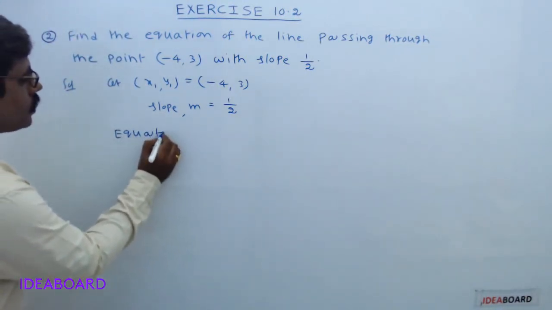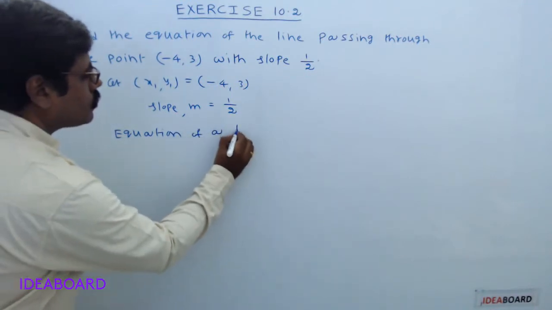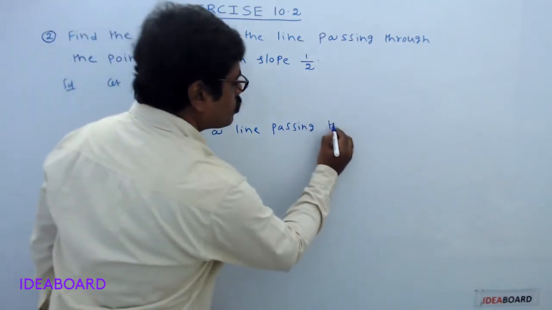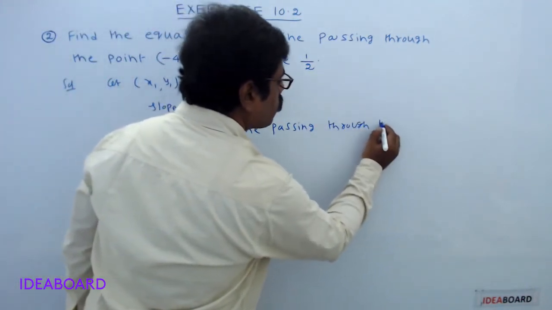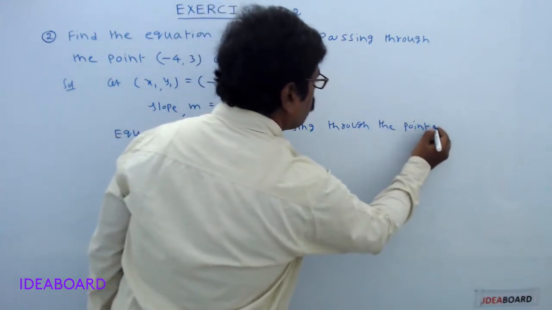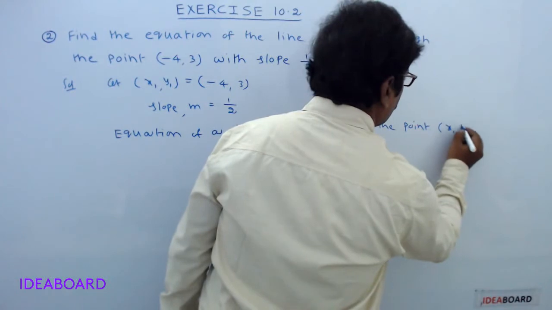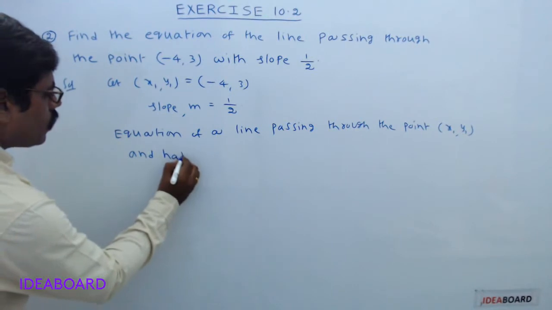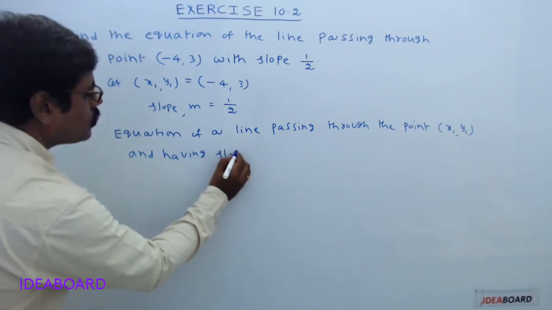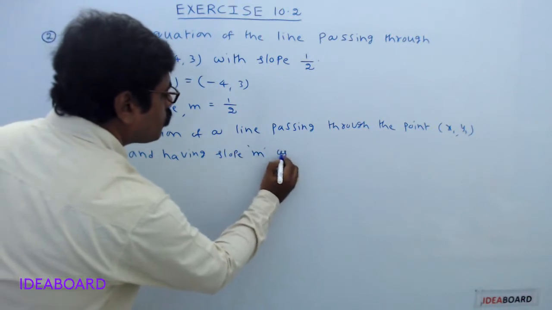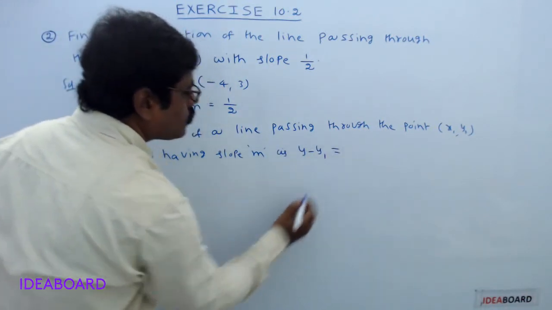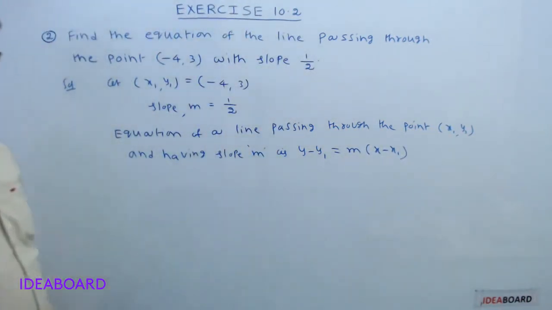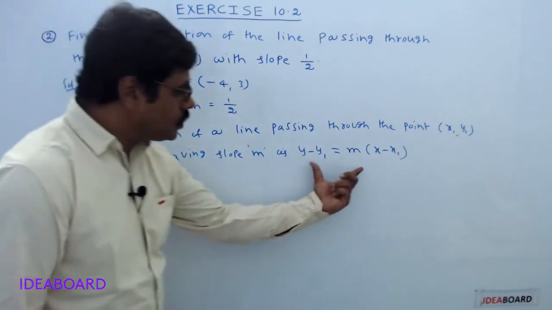Equation of a straight line passing through the point x1, y1 and having slope m is y minus y1 equals to m into x minus x1. Now substitute the corresponding values in this formula.